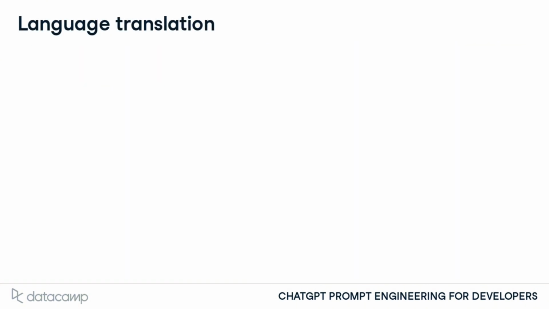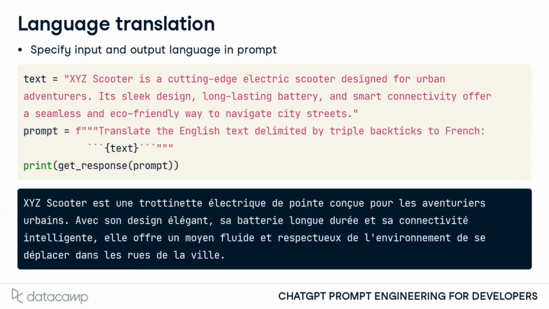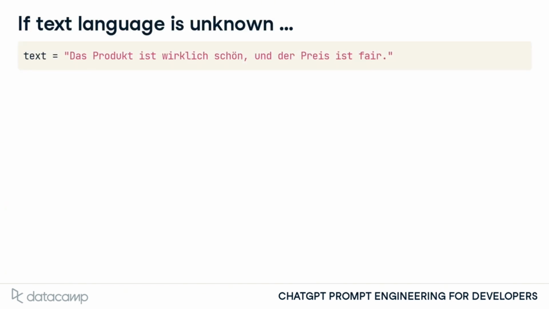Let's explore language translation first. When asking the LLM to translate a text, we should specify input and output languages in the prompt. For example, here we have an English product description for an electric scooter, and we ask the model to translate it to French. But what if the language of the input text is unknown?